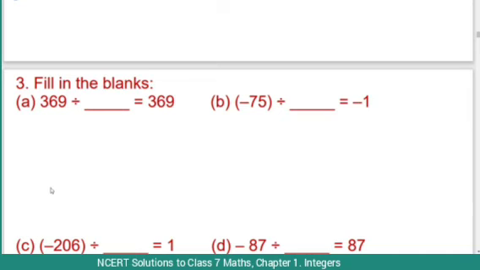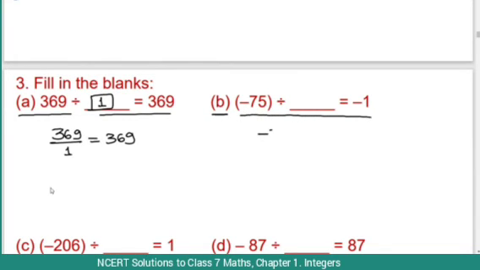Third question, fill in the blanks. A, it is given as 369 divided by dash is equal to 369. Solution, 369 divided by 1 is equal to 369. So here the answer is 1. B, minus 75 divided by dash is equal to minus 1. So minus 75 divided by 75 is equal to minus 1. So here the answer is 75.